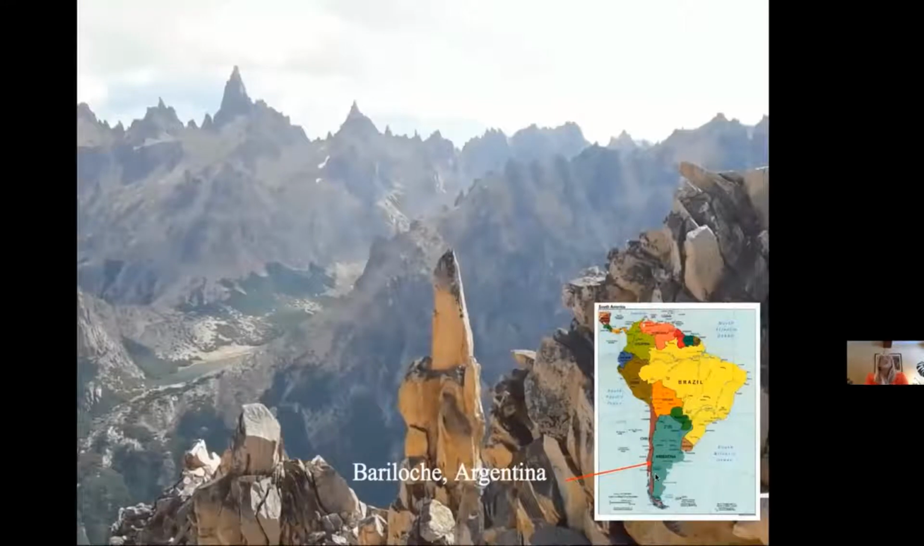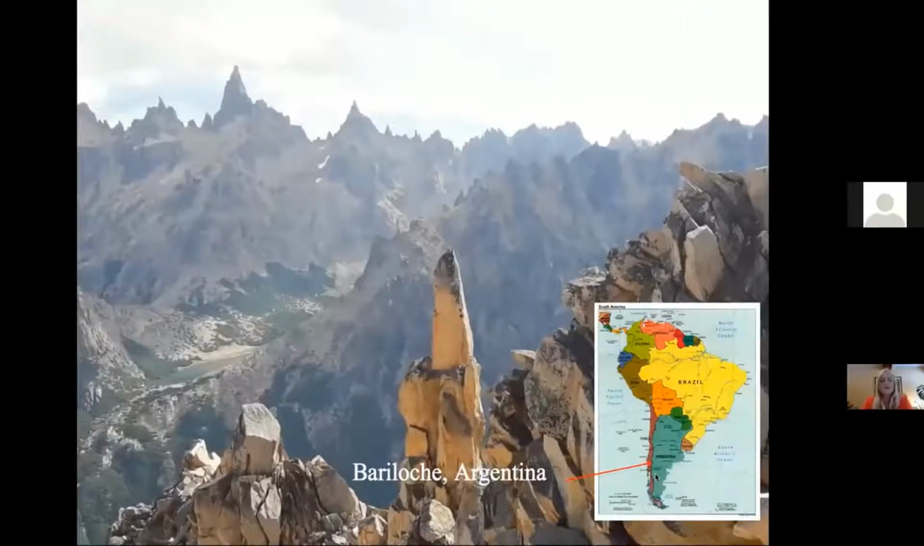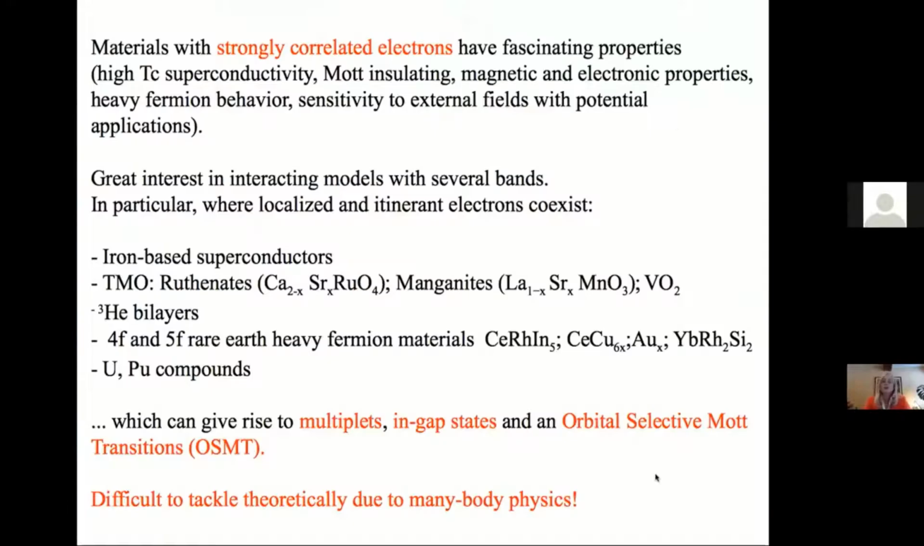So the motivation, of course, in this community I don't have to say it, but just as a warming up, we all know that materials with strongly correlated electrons have these fascinating properties like high-Tc superconductivity, metal-insulator transition, magnetic and electronic properties, the heavy fermion behavior, and high sensitivity to external fields, etc. And they have potential applications.